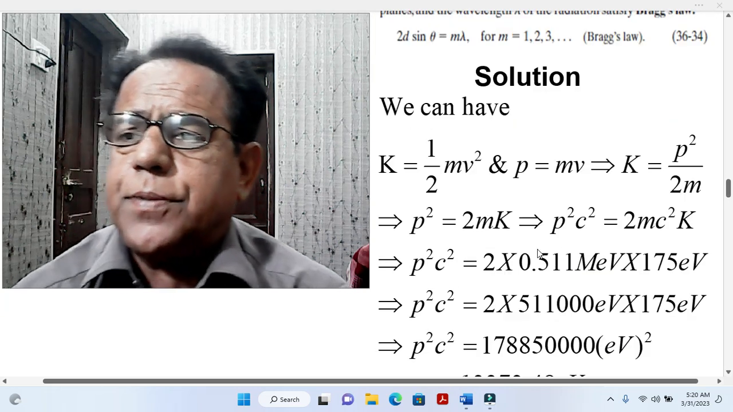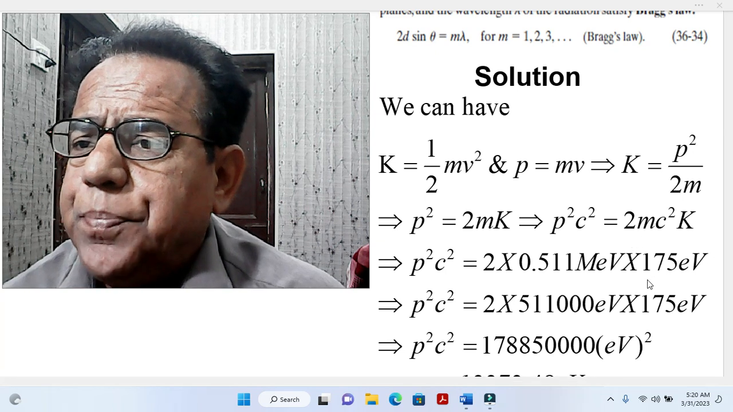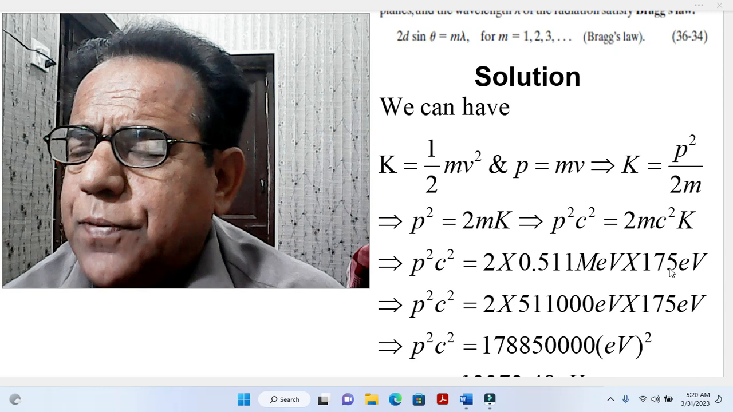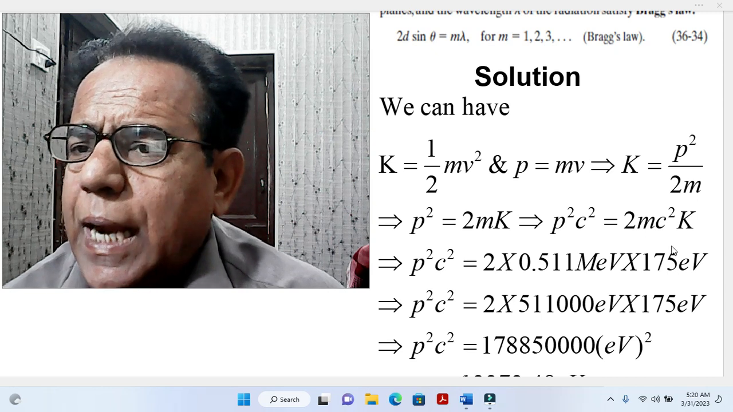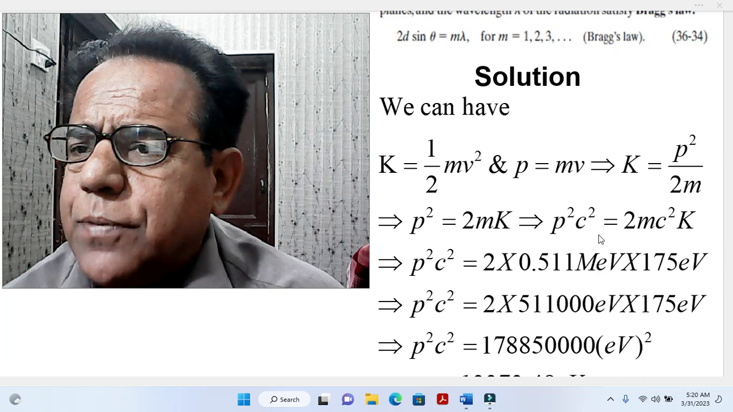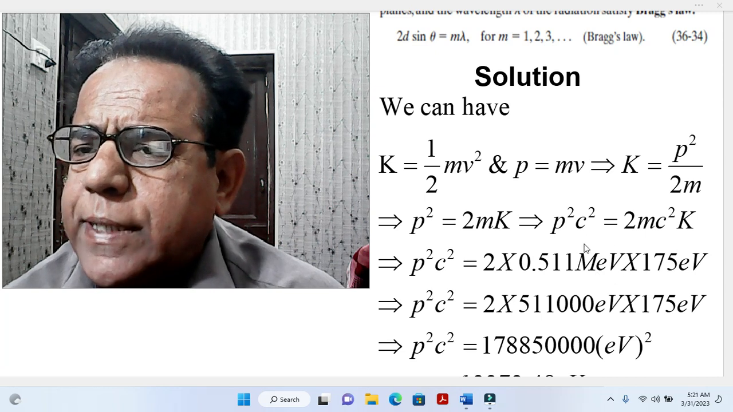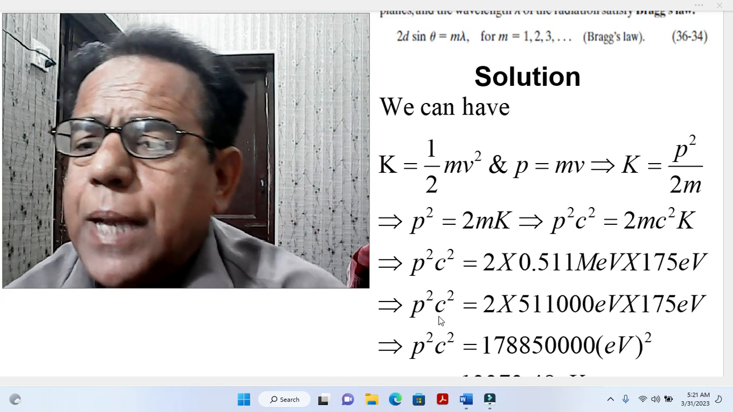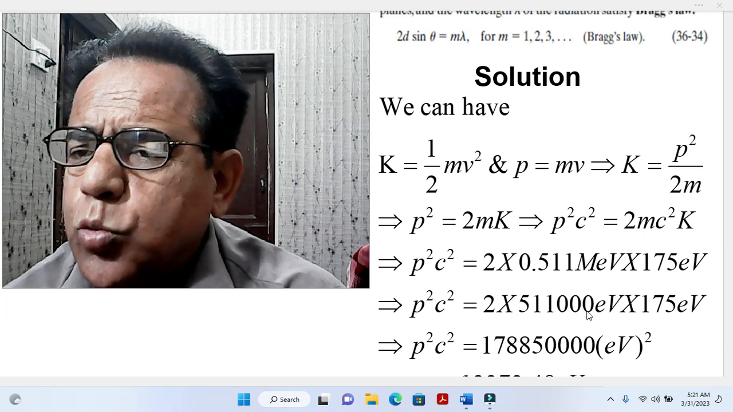In place of k, we have used this value 175 electron volt, and in place of mc square we have chosen this value from the tool or table. Rather, 2 or 3 tables have been introduced in our problem. This implies that p square c square becomes equal to this into this.